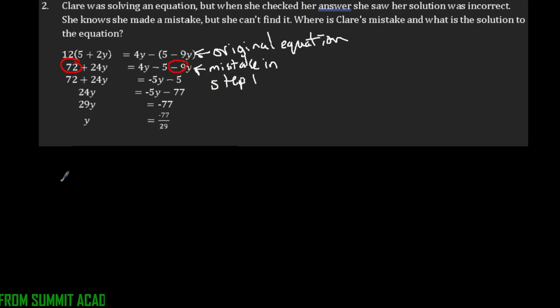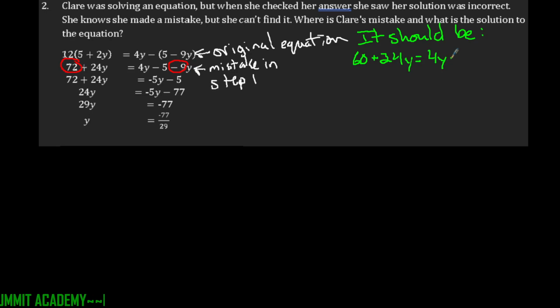And what you can do is you can say it like this. Let's do green. Let's say it should be, let's write a new line. When she multiplied incorrectly, so it should be, instead of 72, it should be 60. So I'm going to say 60 plus 24y equals, on the right side, we have 4y minus 5, and then the other mistake is since it's -1 times -9, it should be positive 9y.